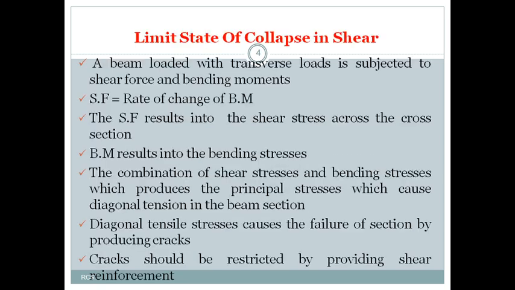Then another condition we have, that is limit state of collapse in shear. What is that? Limit state of collapse in shear. If you apply a load on any deformable body, that body may deform in various fashions: it may bend, it may shear off, or it may twist, or torsion may apply, or this body may compress. So in our first part, the limit state of collapse in flexure condition, we considered only bending of the beam, and we designed that particular beam. Now we will consider one more parameter, that is shear.